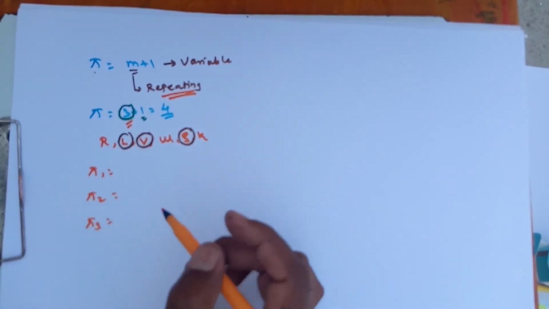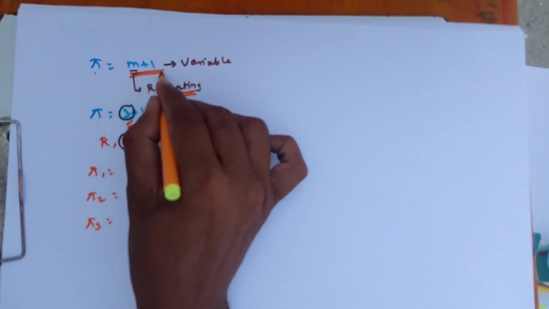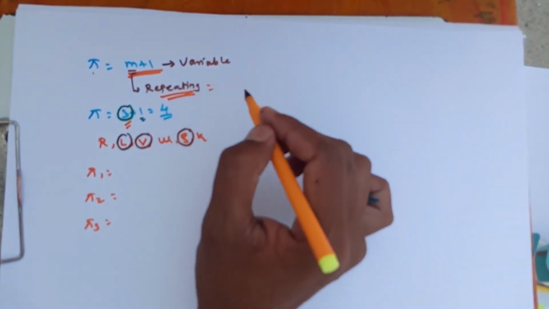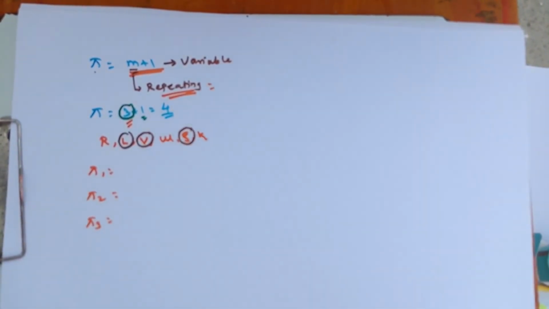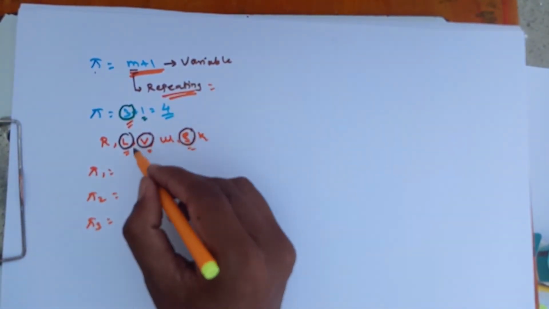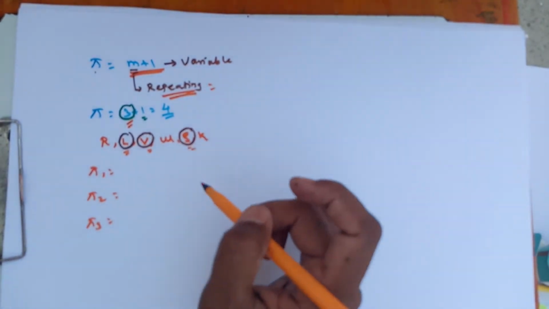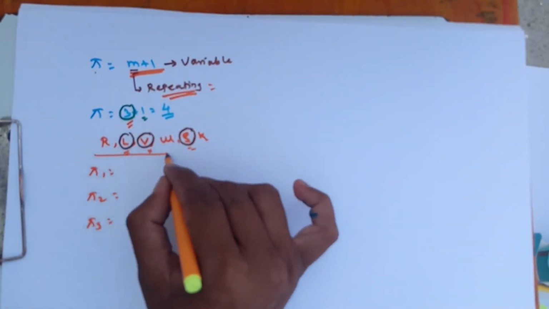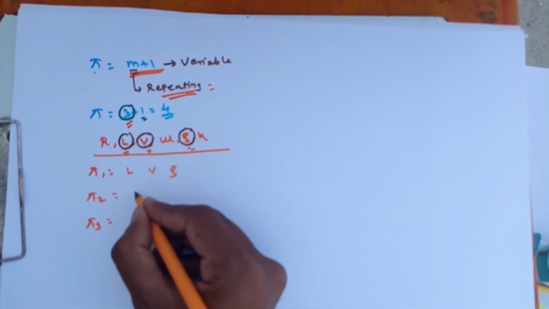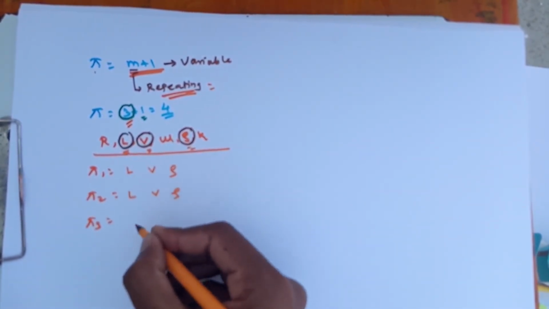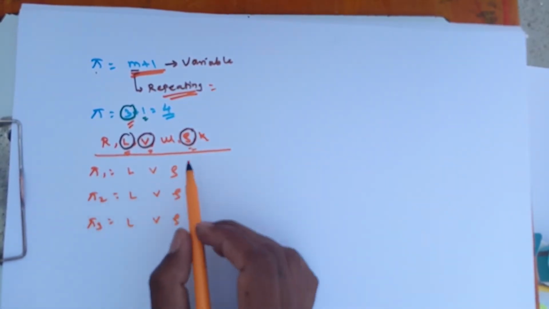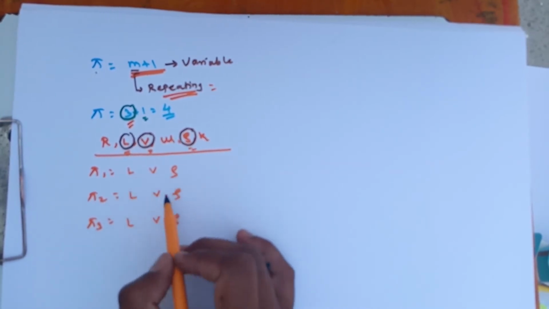So each pi term consists of m plus 1 variables. Out of that, m is nothing but the repeating variables, which is equal to the number of fundamental dimensions. As the number of fundamental dimensions were 3, that's why we have selected 3 repeating variables. Those are nothing but l, v, rho. So here pi 1, pi 2, pi 3 will each contain l, v, rho. That means each and every pi term will consist of these three repeating variables.